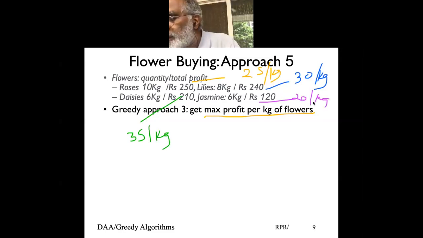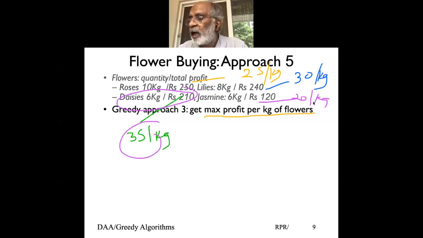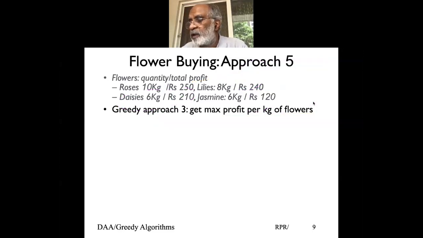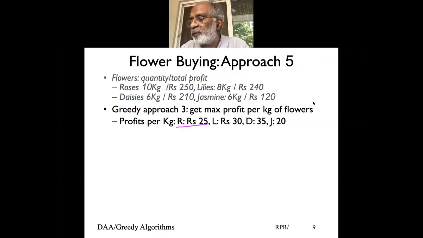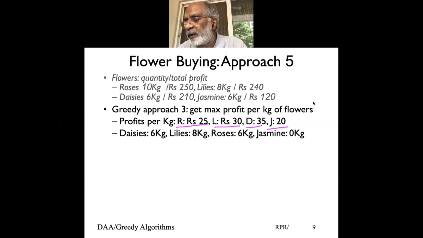So that means I should first pick the daisies, where they give me maximum profit. Then I pick lilies that give me 30 rupees profit per kg. Then I pick roses, and if I still have space, then I pick jasmine. If I take that approach, these are my profits: roses 25 rupees per kg, lilies 30 rupees per kg, daisies 35 rupees per kg, jasmine 20 rupees per kg.